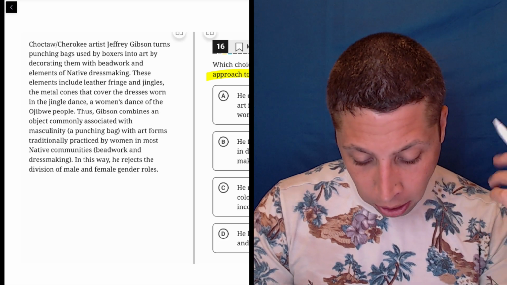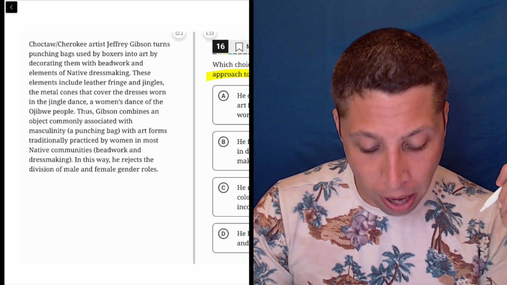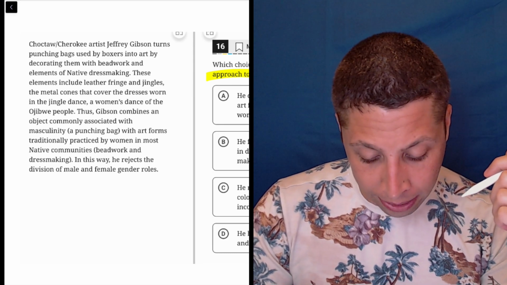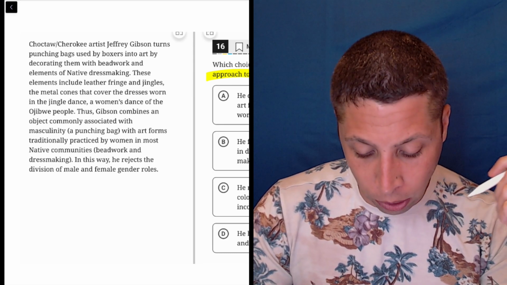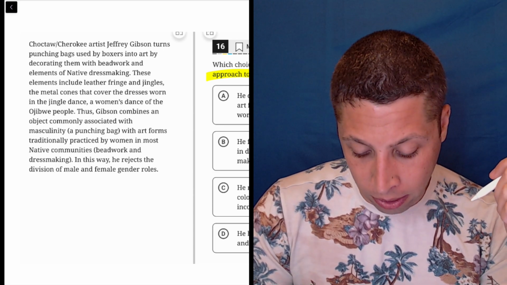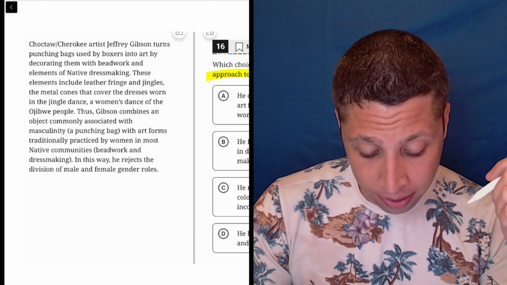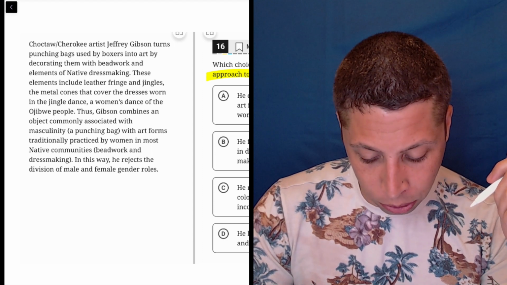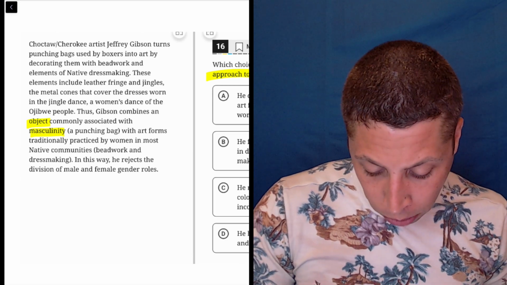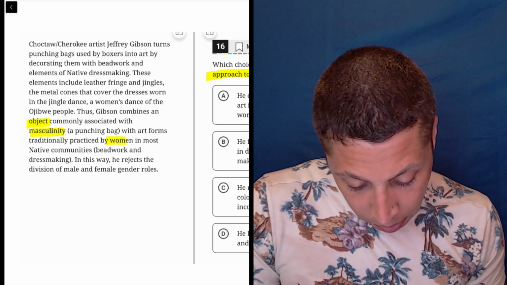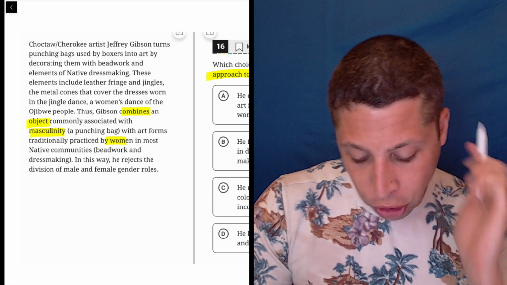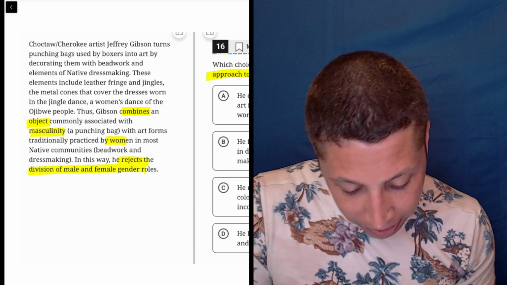So Choctaw Cherokee artist Jeffrey Gibson turns punching bags used by boxers into art by decorating them with beadwork and elements of native dressmaking. These elements include leather fringes and jingles, the metal cones that covered the dresses worn in the jingle dance, a women's dance of the Ojibwa people. Thus, Gibson combines an object commonly associated with masculinity, so masculine object, with art forms traditionally practiced by women, in most Native communities, beadwork and dressmaking. In this way, he rejects the division of male and female gender roles, right?